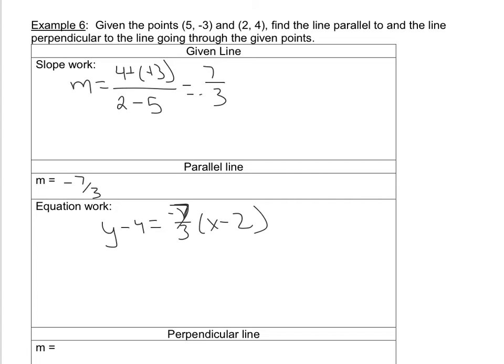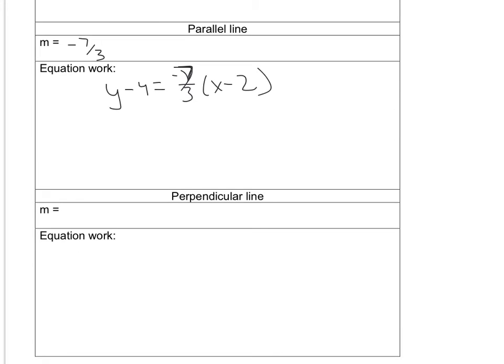So let's take a look at the perpendicular now. So perpendicular, remember, is negative reciprocal. So flip it and then change it from negative to positive. So it would be 3/7. So then a perpendicular one would be y minus 4 equals 3/7 times x minus 2. Okay, and then same thing.